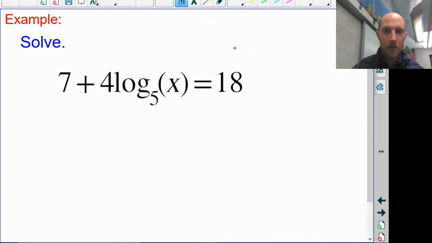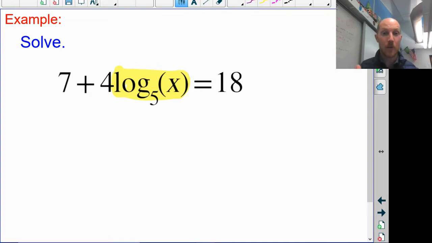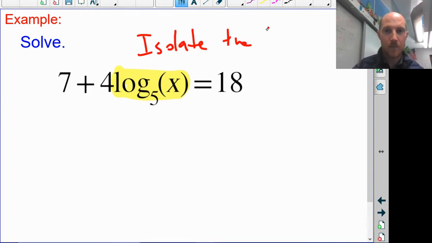Anytime you have in your equation a log such as this one, which is part of like an algebra equation with the coefficient of 4, and we got the plus 7 over there, we're going to want to isolate the log as our first set of steps. Okay, so the same steps we just saw in the do now, we're going to subtract 4.